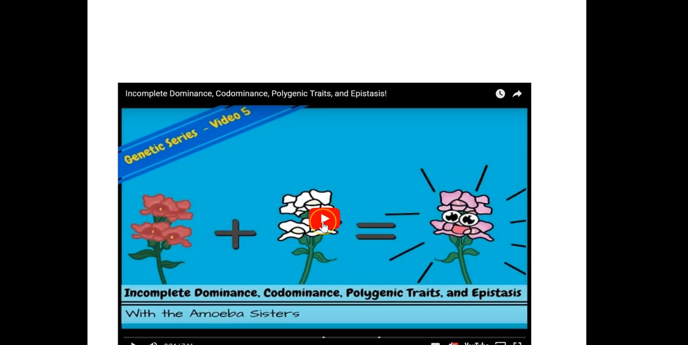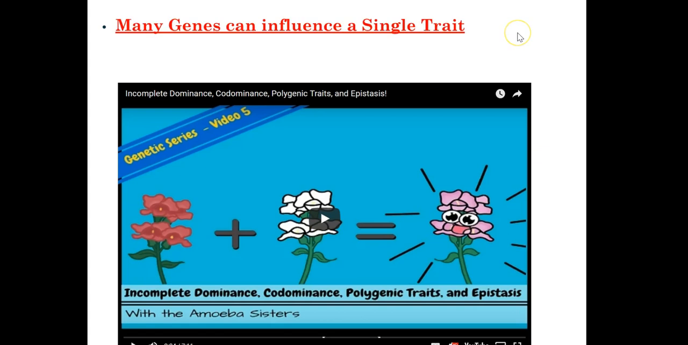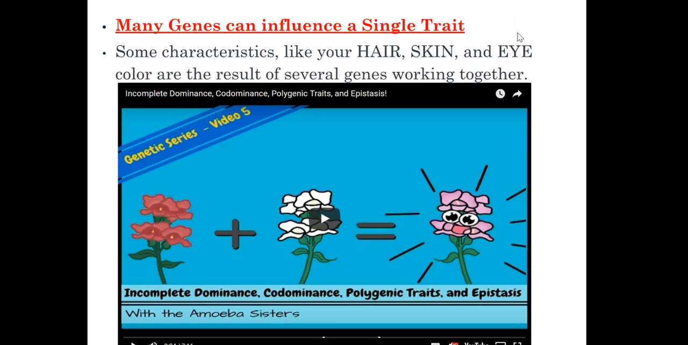We're going to check out this video clip from the Amoeba Sisters to talk a little bit about how many genes can influence a single trait. Some characteristics, like hair color, skin color, eye color, and in this case height, are the result of several genes working together. So let's check it out.